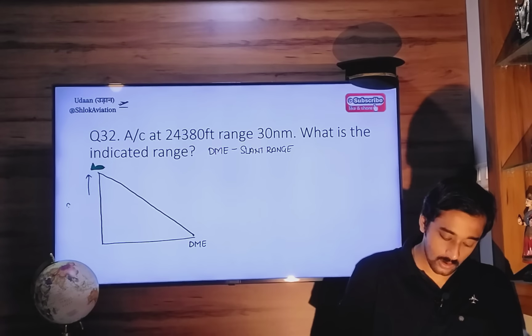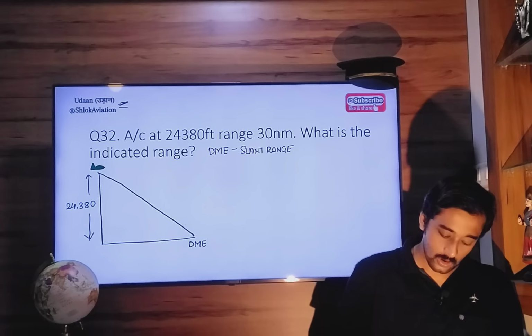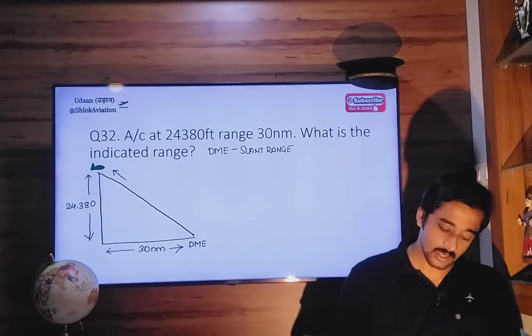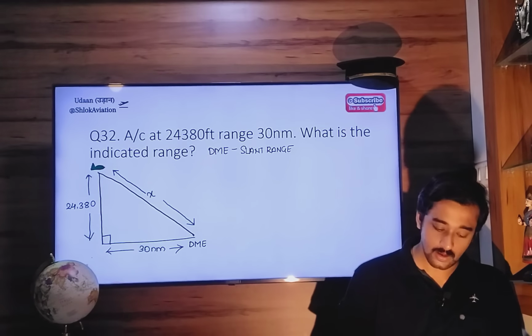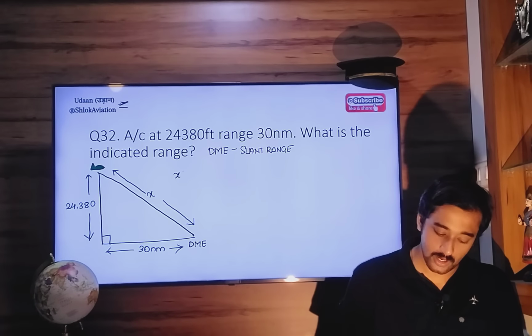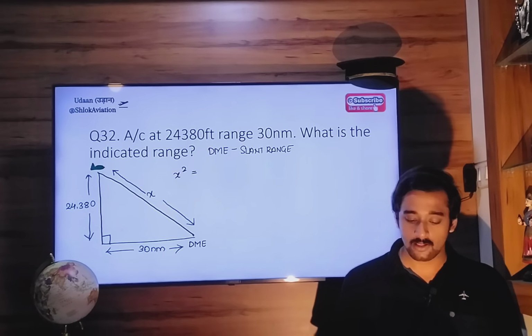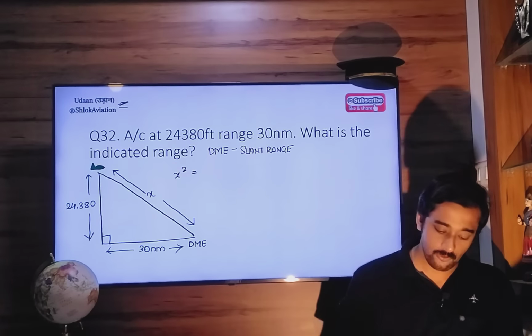This is 24,380 feet. The horizontal distance is 30 nautical miles. We have to find out the slant range. So, apply Pythagoras theorem. What is Pythagoras theorem? X square will be equal to 24,380 feet. Convert that into nautical miles. 24,380 divided by 6,000, approximately 4 nautical miles.